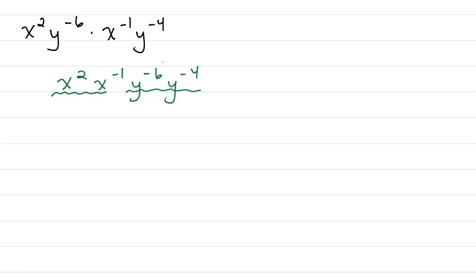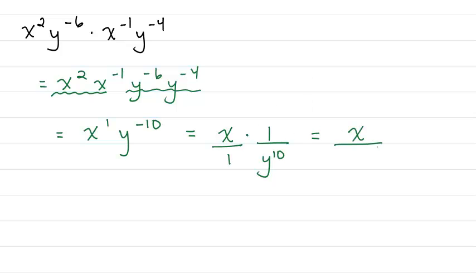Group them up. The addition rule comes into play, so 2 plus negative 1 is 1, so that's x to the first times y. Negative 6 plus negative 4 is negative 10. And so now we've got x times 1 over y to the 10th. And if you want to make the 1, so you recognize the fraction, multiply across, we get x over y to the 10th. And that's it.